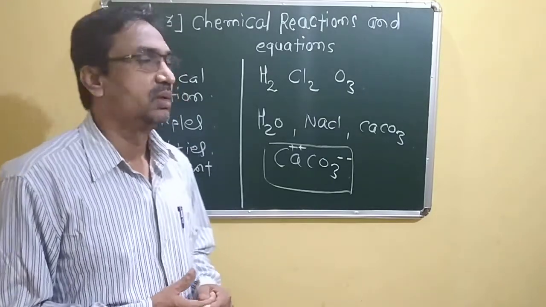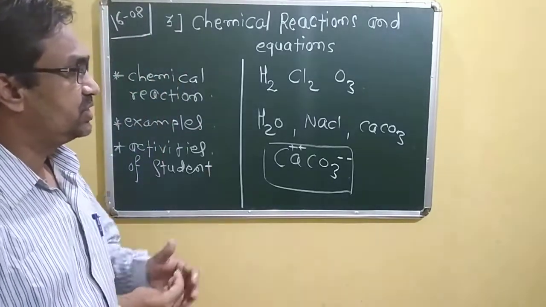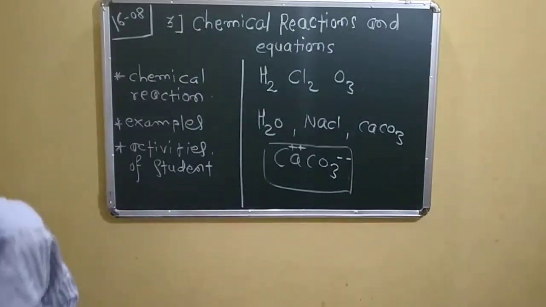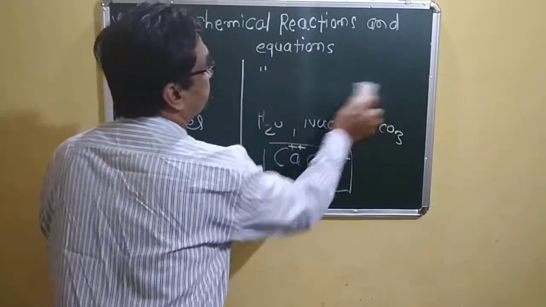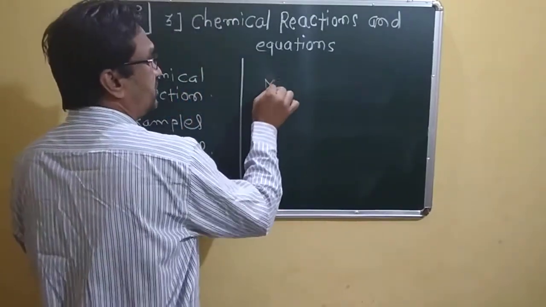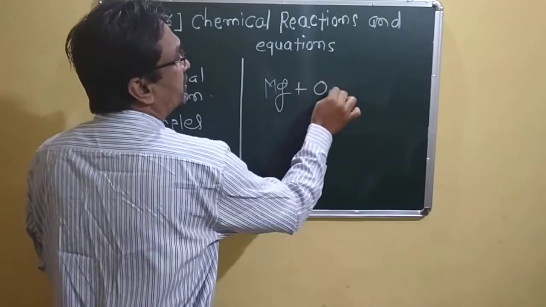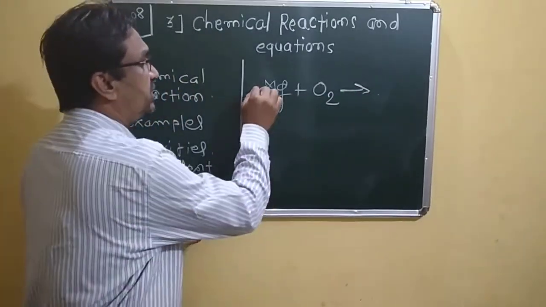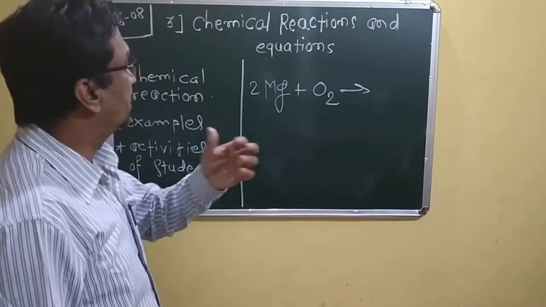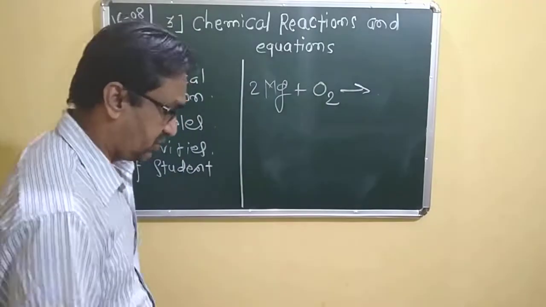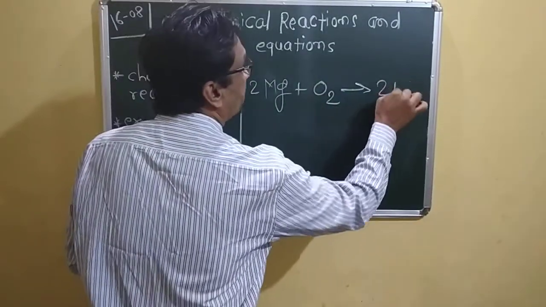That means if any 2 elements react with each other, we have to take one example, that magnesium ribbon. If we ignite a magnesium ribbon in the presence of oxygen, what do we form? We form magnesium oxide.